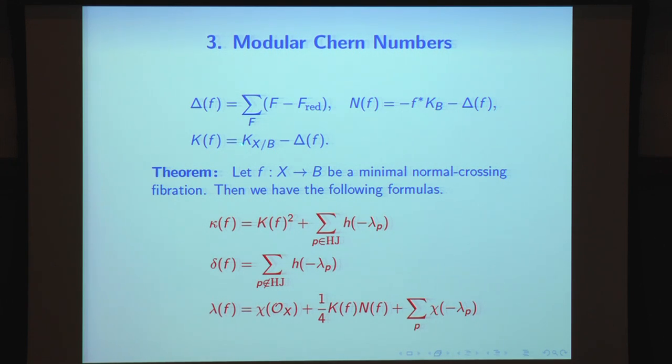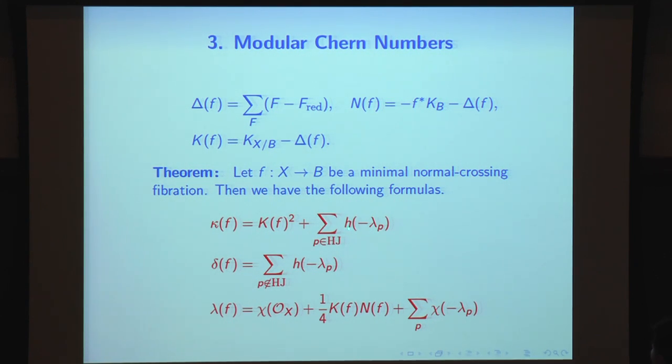For a fibration, we have the critical divisor of the fibration. We have the normal bundle of the fibration. We have the modular canonical divisor of the fibration. So using these divisors and the local eigenvalue, we get the new formula for the modular invariance. This is simpler than our original formulas.